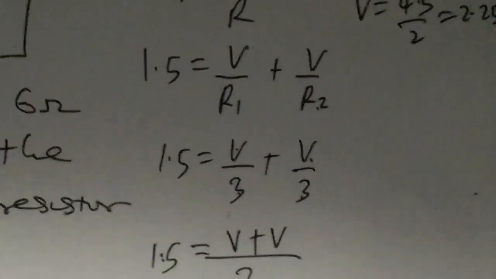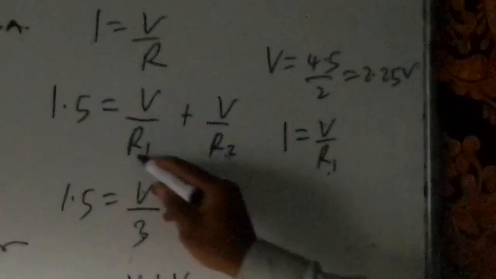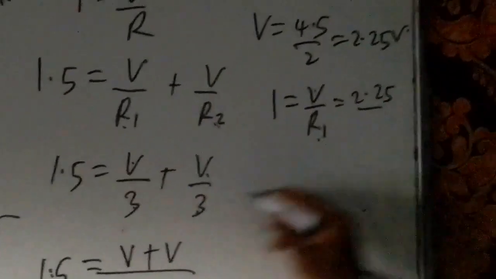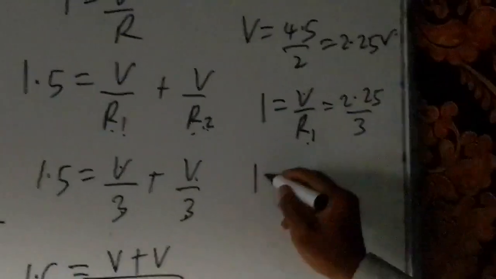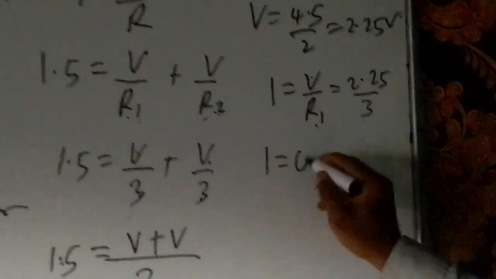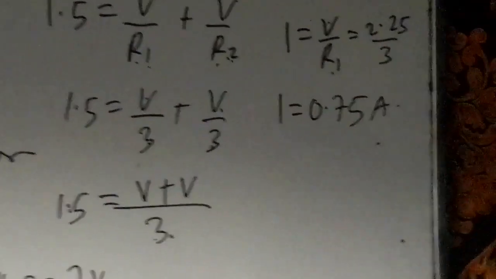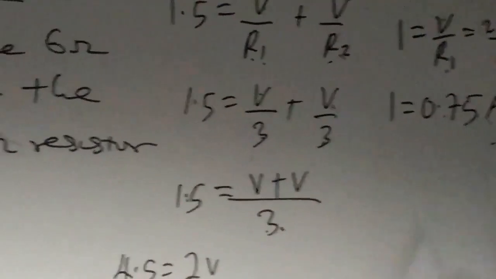So the current in each of the resistors, V over R1 or V over R2, since the two of them are equal, will now become 2.25 over 3, since our R1 or R2 is 3. So the current now becomes, dividing, 0.75 amperes. So the current flowing through each of the 3 ohm resistors is 0.75 amperes.